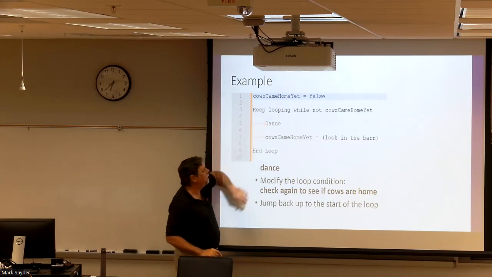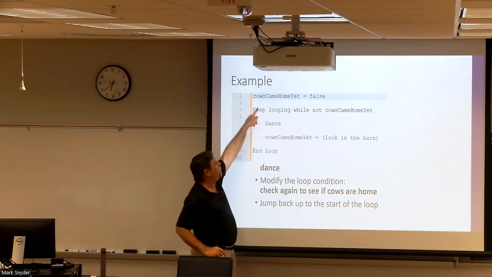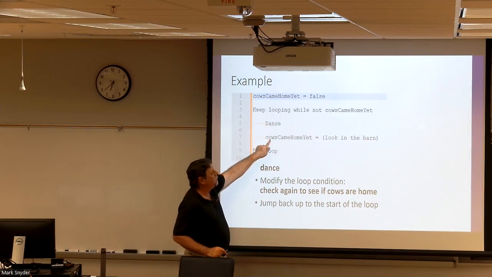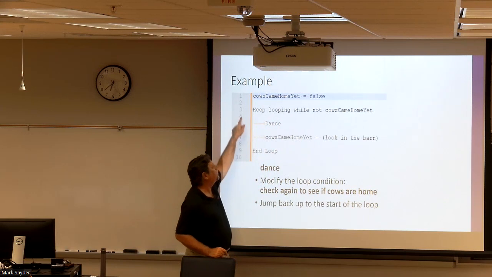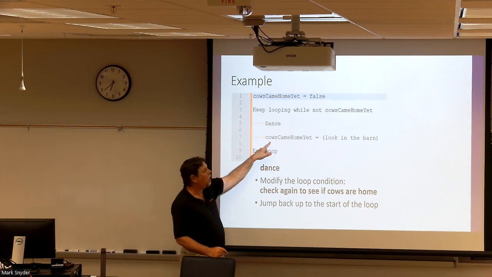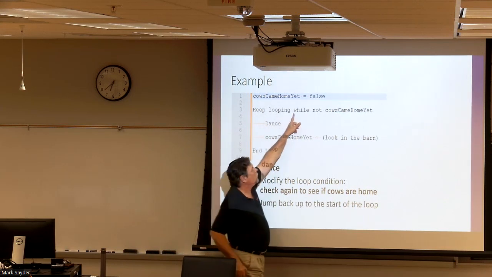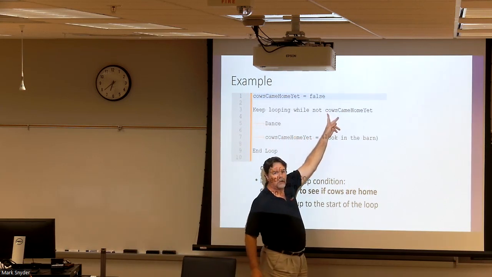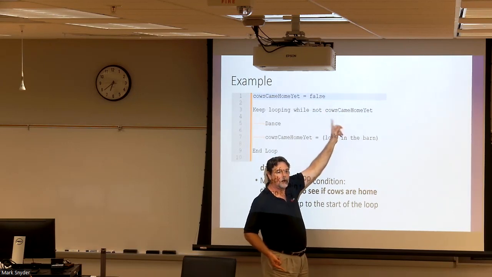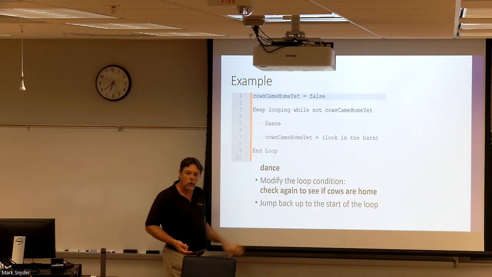Here's my work to be done. Here's me changing the loop condition. And then I hit this and I go back up to the top. Have the cows come home yet? Nope. Dance. Go look in the barn again. End the loop, go back up here. Have the cows come home yet? And on and on and on. Eventually the cows will be back in the barn. This will get set to true. Come back up here. Do while not true, which is false. We're supposed to keep looping while it's true, and it's not true anymore. So we immediately jump down here to line 10, and we're out of our loop.